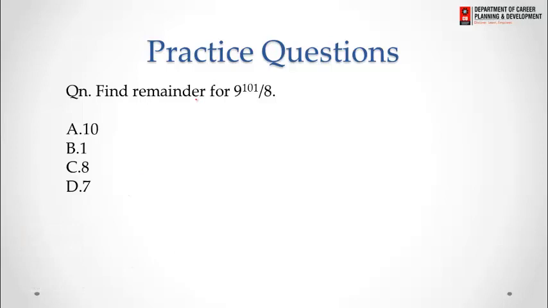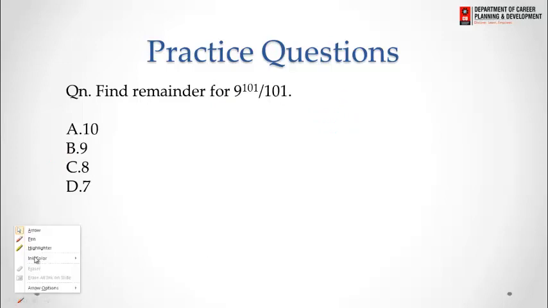Now on the other hand, here we have the question: find the remainder when 9 power 101 is divided by 8. In this question, again in the same manner, you can first try it on your own. If we divide 9 by 8, the remainder is 1, and 1 power 101 is 1, which gives the answer. That is option number, yes exactly, option number B is the right one for this.